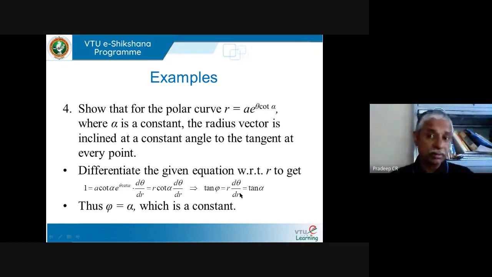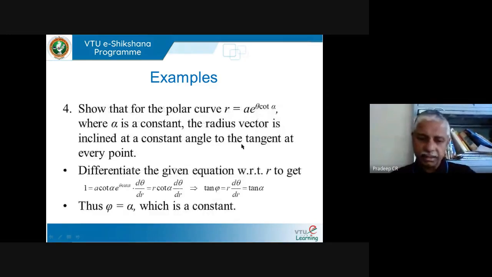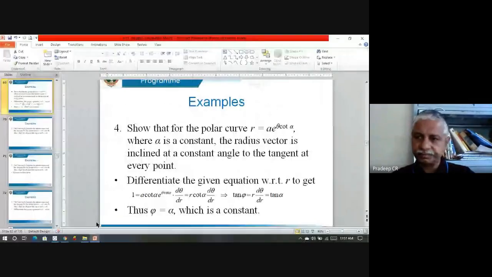Problem over. But I want to see geometrically how this is true. Of course, this is all true; we have proved that you do this differentiation and you get phi is constant. Phi is the angle between the radius vector and the tangent. So let us try to see the GeoGebra illustration of this.